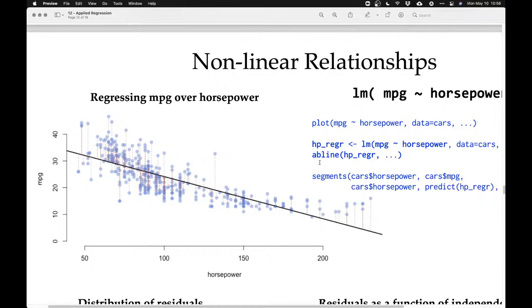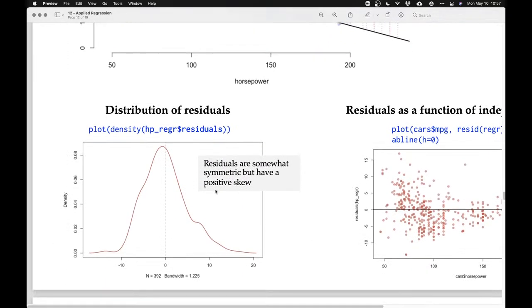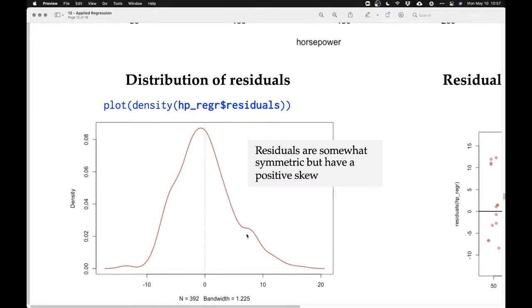The code for this visualization is on the right-hand side. I won't really get into it. What does this mean if we looked at the residuals? You can see the residuals are somewhat symmetric, but a little bit skewed. It kind of tapers off to the edge here.